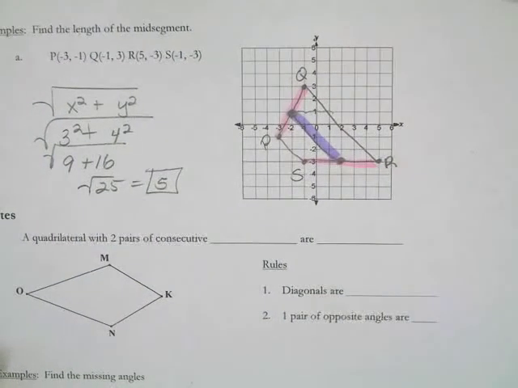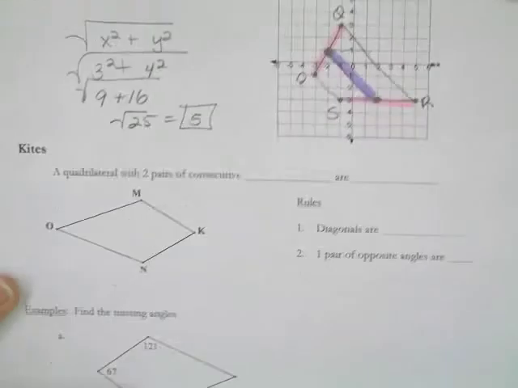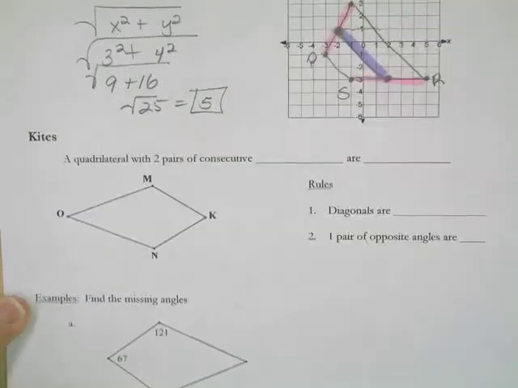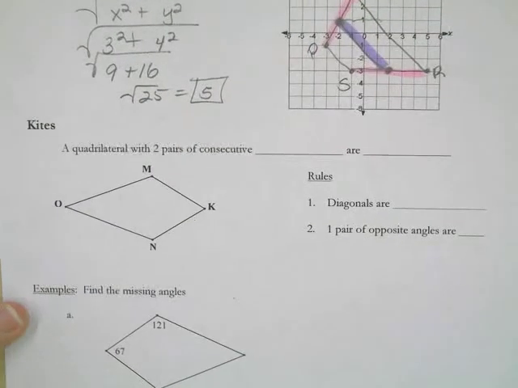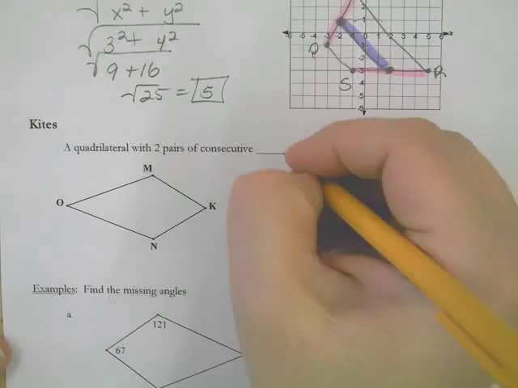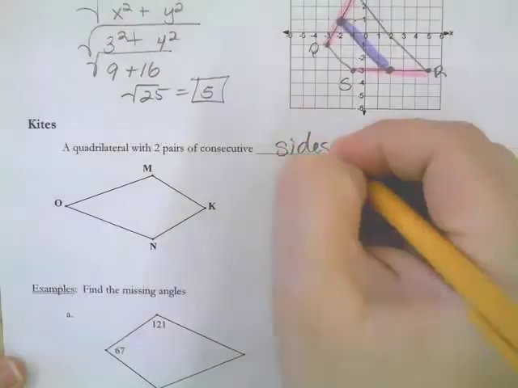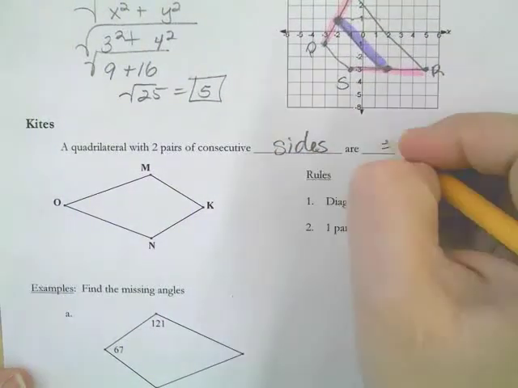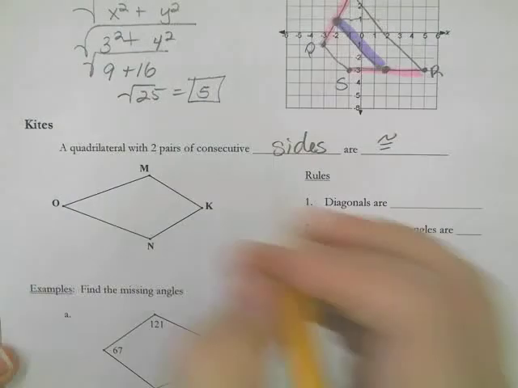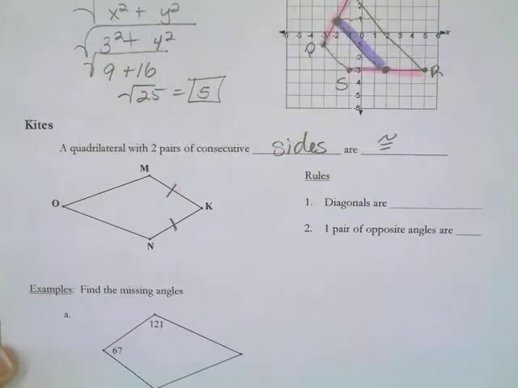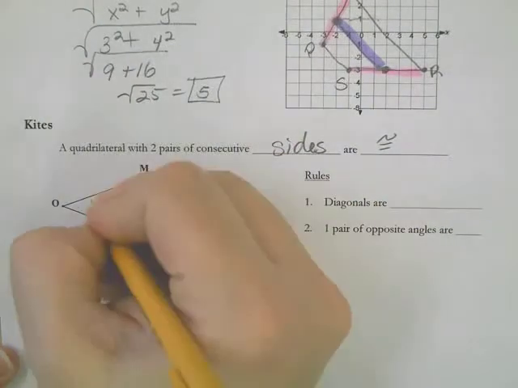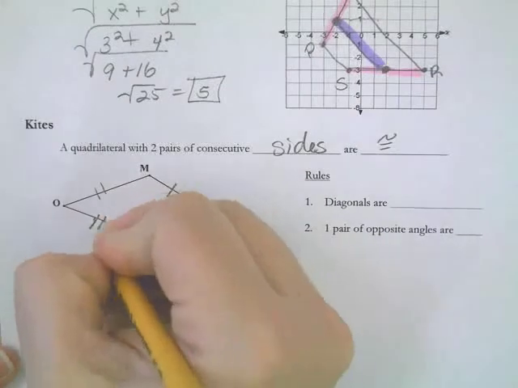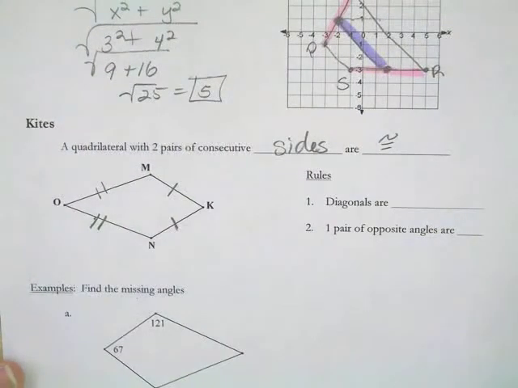Okay, finally, let's finish this up because this is going forever. All right, so kites. A kite is a quadrilateral with 2 pairs of consecutive sides that are equal or congruent. So this one, MK, is equal to NK, and OM is equal to NO.